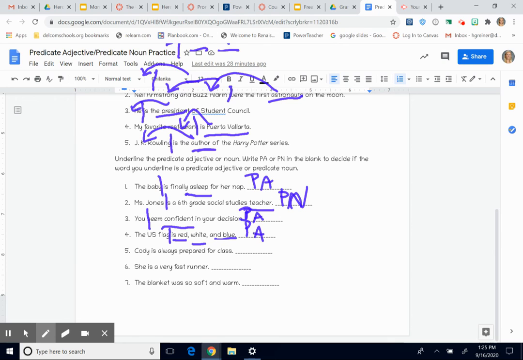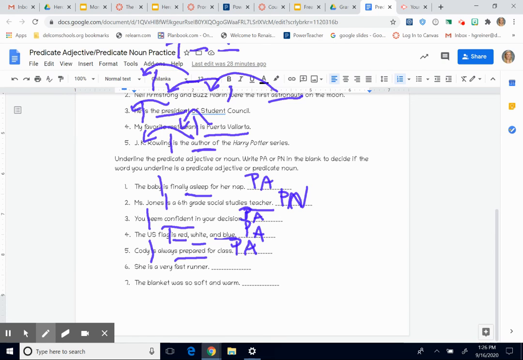Cody is always prepared for class. Find my linking verb. What is Cody? He's prepared. That doesn't rename Cody, that describes Cody. Predicate adjective.